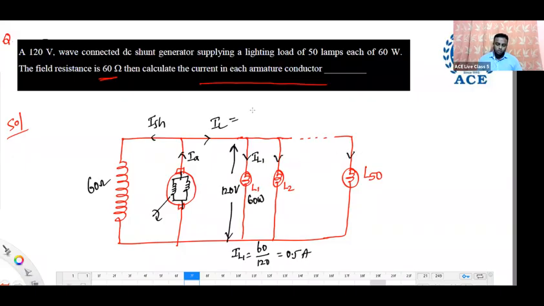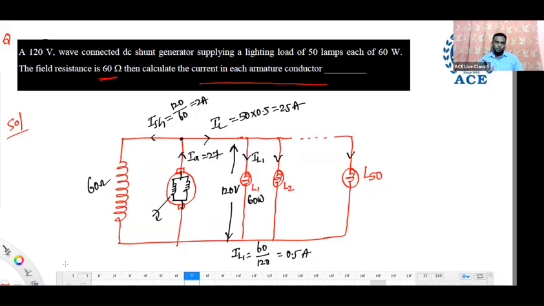Then what is the total load current? 50 lamps are there in total. So 50 into 0.5, that is 25 amperes is the load current. Then what is ISH? V by RSH. V is 120, RSH is 60. 120 by 60, 2 amperes. Then what is IA? IL plus ISH. 25 plus 2, 27. This is IA.